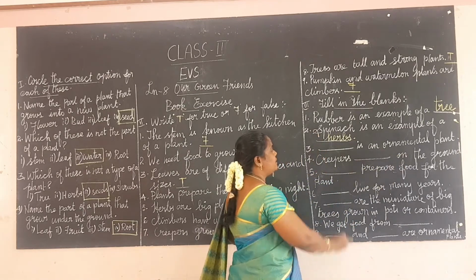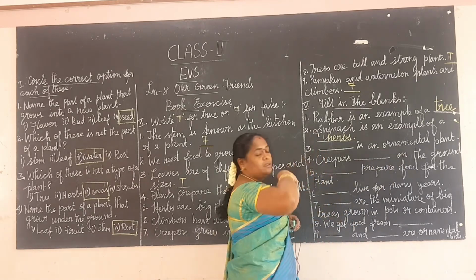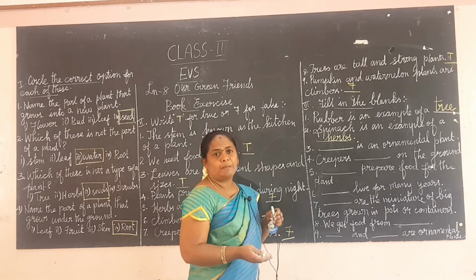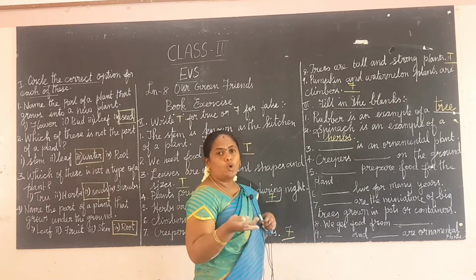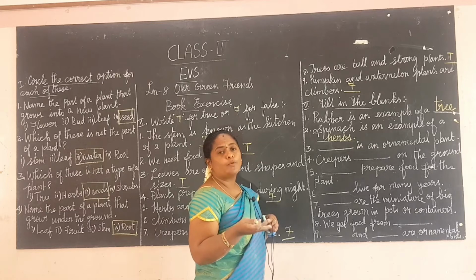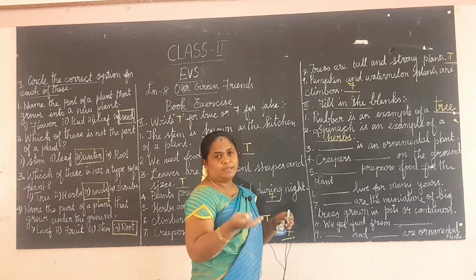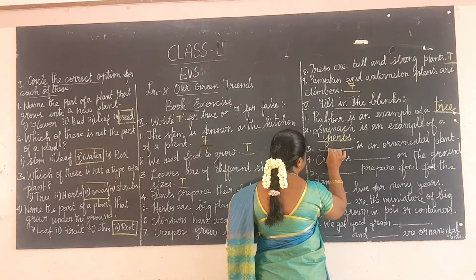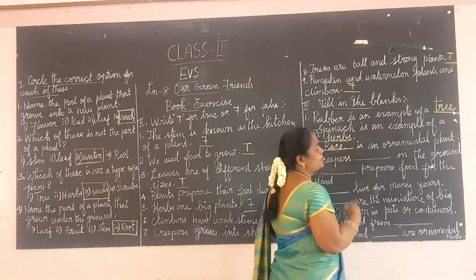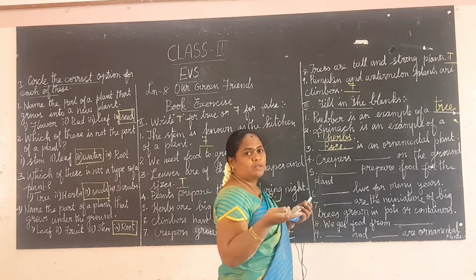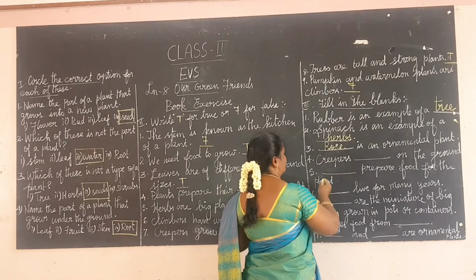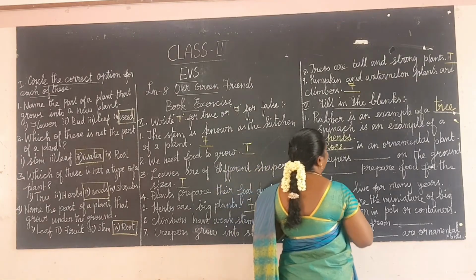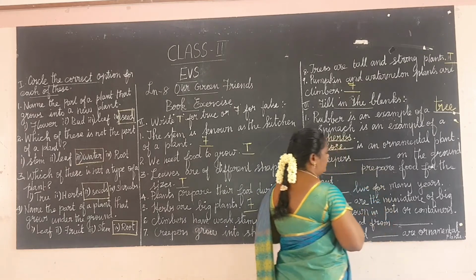And then next question is, dash is an ornamental plant. Say some examples of ornamental plants. Rose and hibiscus are examples of ornamental plants. This comes under the shrubs. So rose is an ornamental plant. Ornamental means beautiful, grown for decoration.